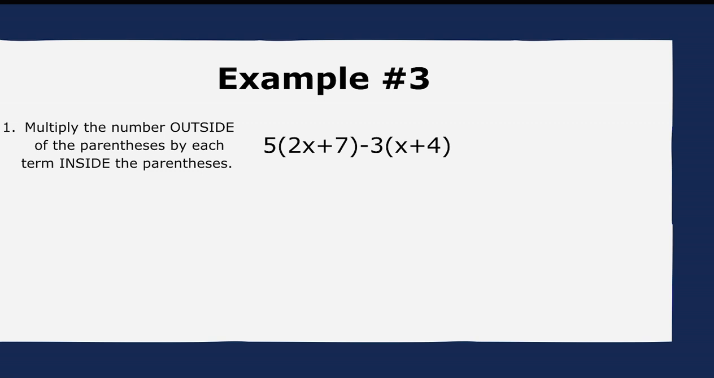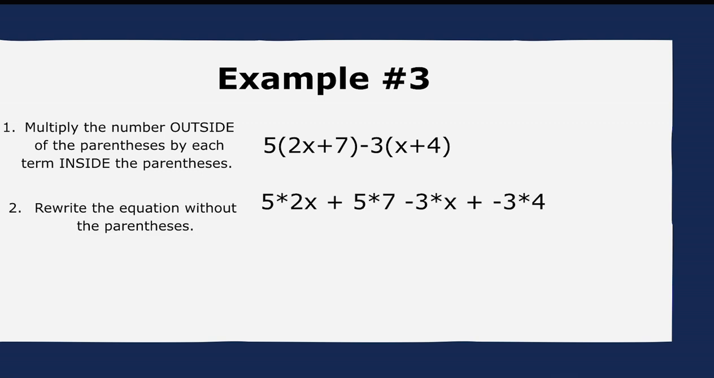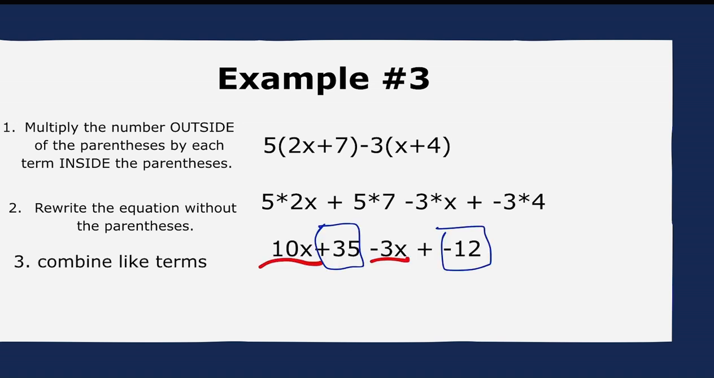So to get rid of those parentheses, or to rewrite without the parentheses, I would do 5 times 2x and then 5 times 7. On the left side, I would do negative 3 times x, and then negative 3 times 4. Now that I have these, I know that I do have to multiply them to even get like terms. So, I would do 5 times 2x, that is 10x. 5 times 7, that is 35. That's the right side of the equation.